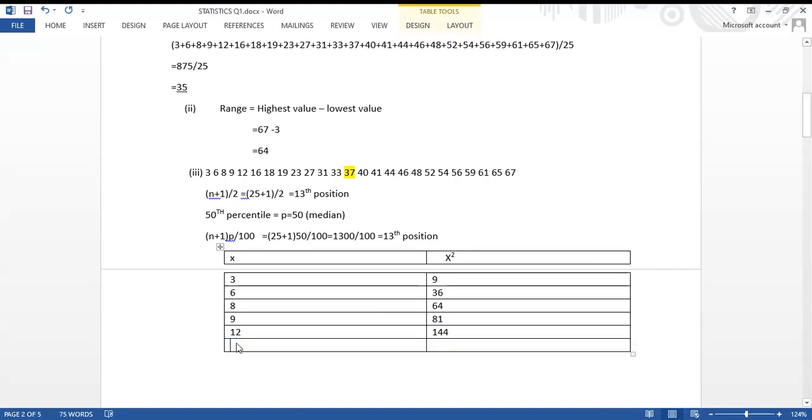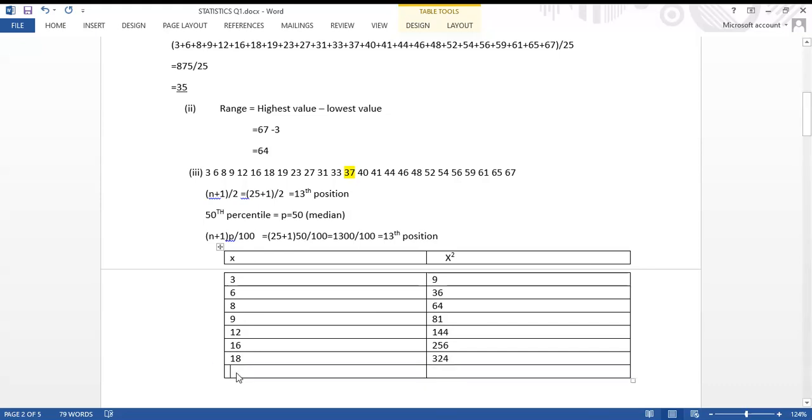What is 16 squared? 256. Then 18 squared is 324. 19 squared is 361. Then we go to 23 squared.